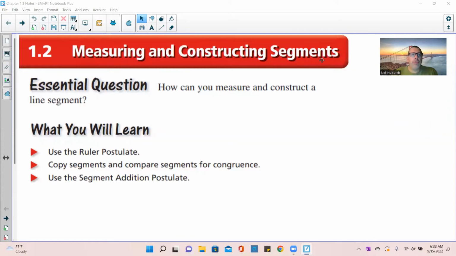Okay, hi there. Welcome to chapter 1.2, Measuring and Constructing Segments. The essential question: how can you measure and construct a line segment? What you will learn in this chapter is to use the ruler postulate, copy segments and compare segments for congruence, and use the segment addition postulate. Okay, so here we go.